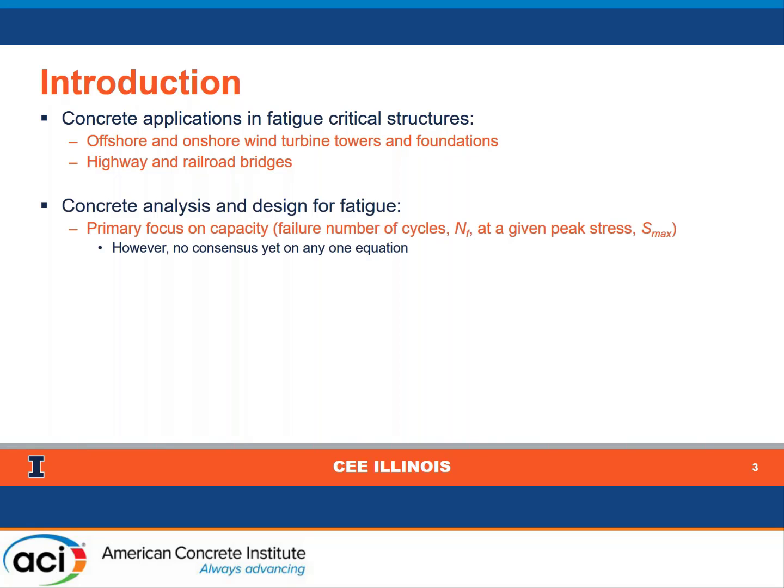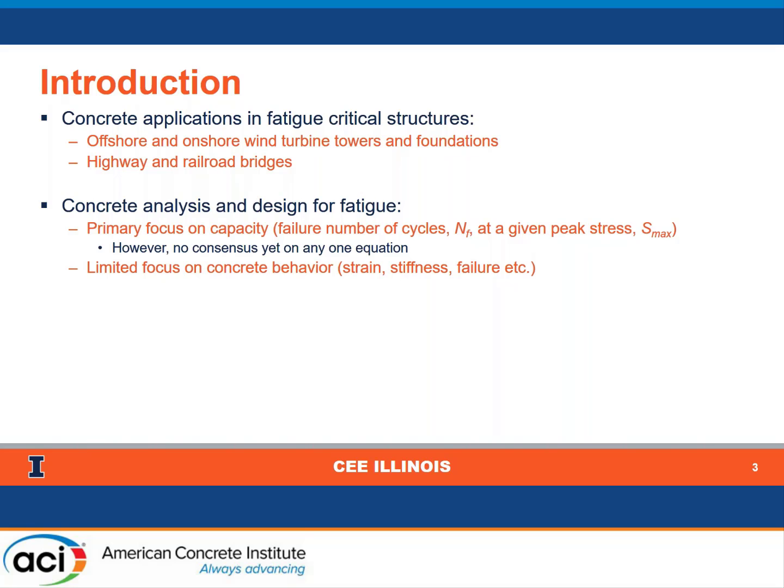This is not a new topic. Research has been going on for quite a while, but most of the research has focused on fatigue capacity of concrete. And when I say capacity, I'm talking about the number of cycles to failure at some given peak stress level. In spite of several decades of research on this topic, even to this day, there's no consensus on the use of any one equation. There are various equations out there and different researchers use different equations.